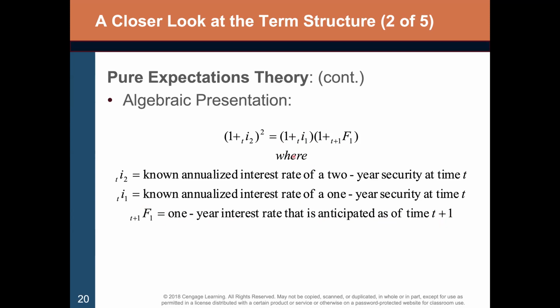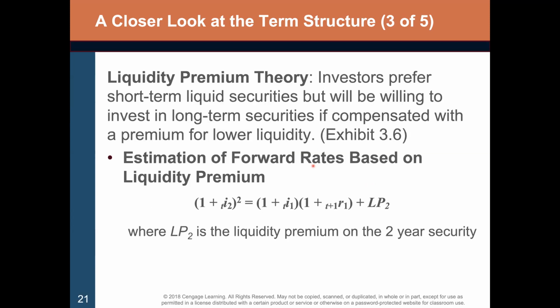So we can look at it in 2 ways. We can buy 2 1-year securities, one which matures in 1 year, then we use the proceeds and invest it in another. So what is our anticipated rate as of that time? And that will affect or be equal to the known annualized interest rate of the 2-year security. So again, we're comparing buying 2 1-year securities to buying 1 2-year security. And according to this theory, those should be equal to each other.